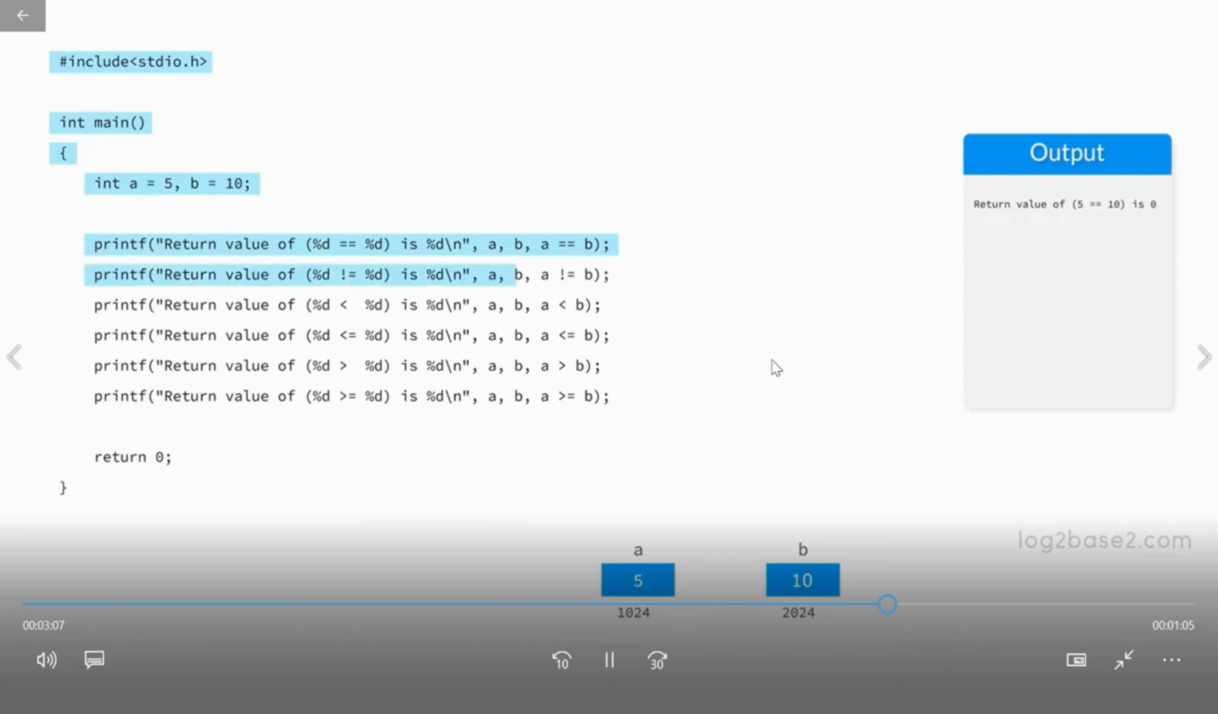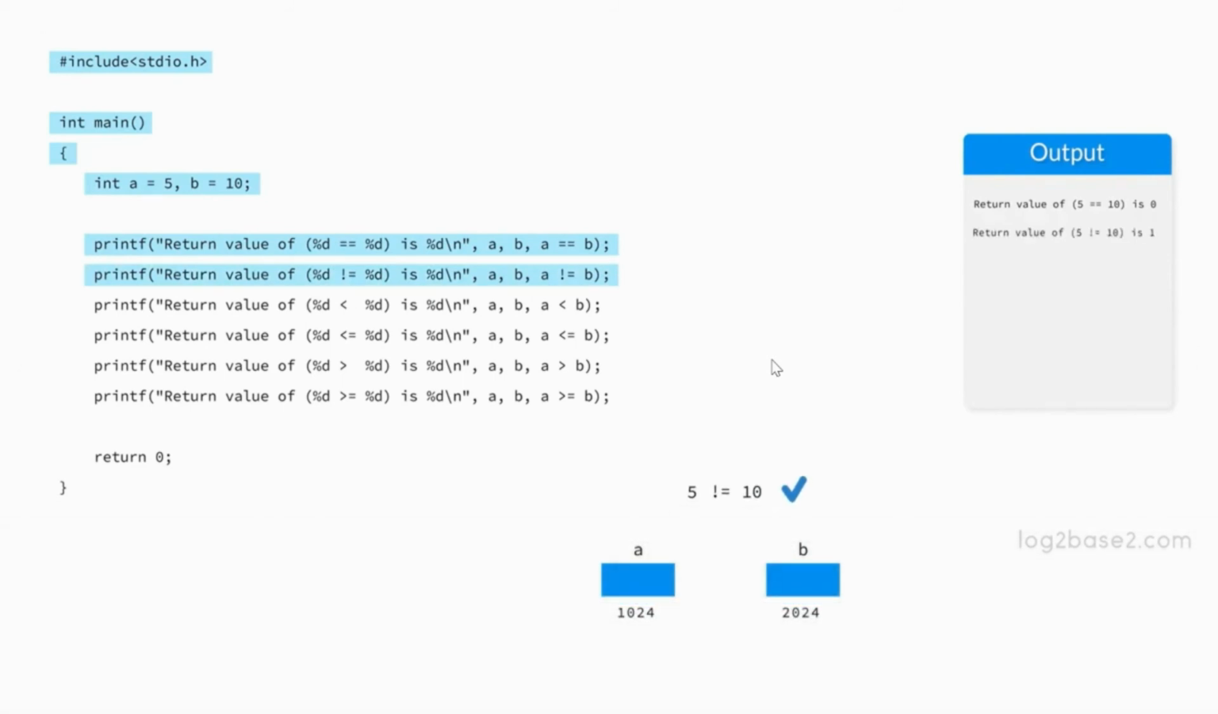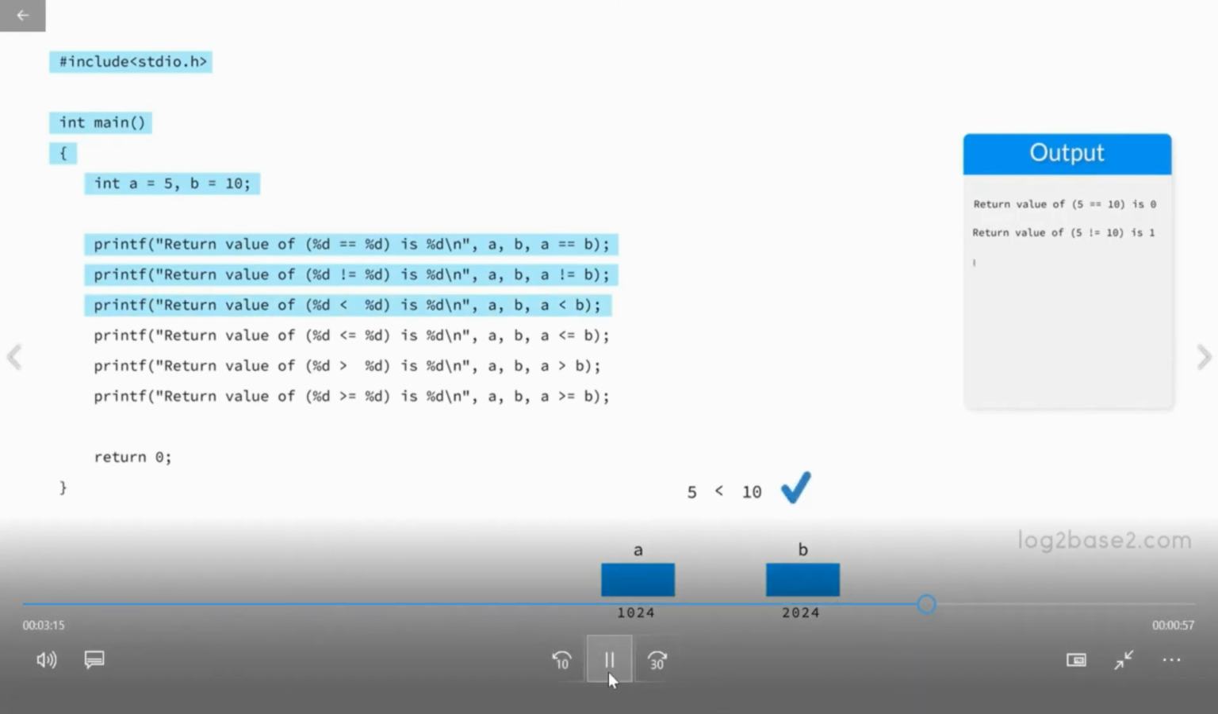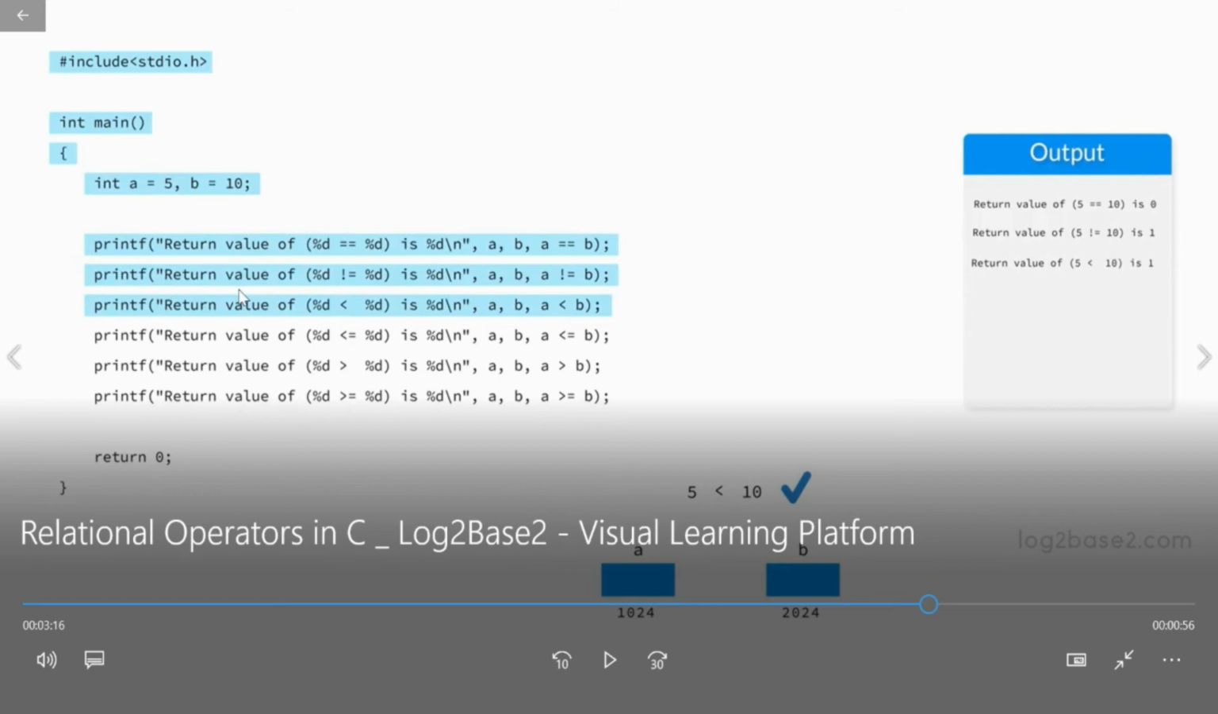Similarly, the next statement will print "return value of 5 not equal to 10 is 1", and the next function will print "return value of 5 less than 10 is 1". Since the second statement, return value of 5 not equal to 10.